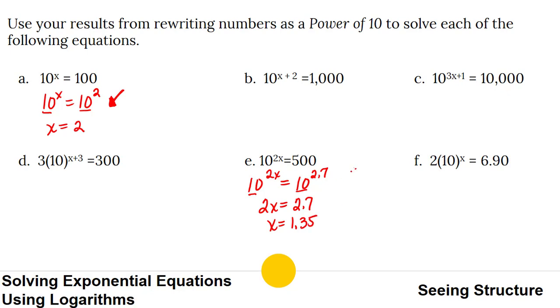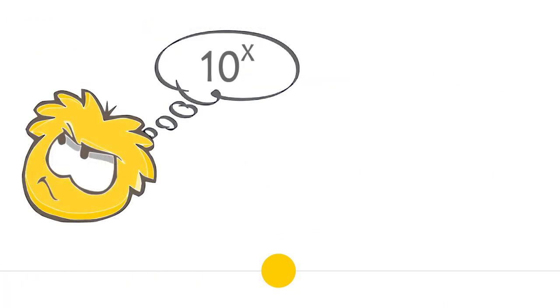Again, this becomes the critical piece. We've got to be able to rewrite a value as a base 10. Then we can use the structure and the like bases to conclude that the exponents must be equivalent. All right, so we can rewrite numbers as a power of 10, and then we can use that to solve equations. But now we've really got to think about that rewriting piece.